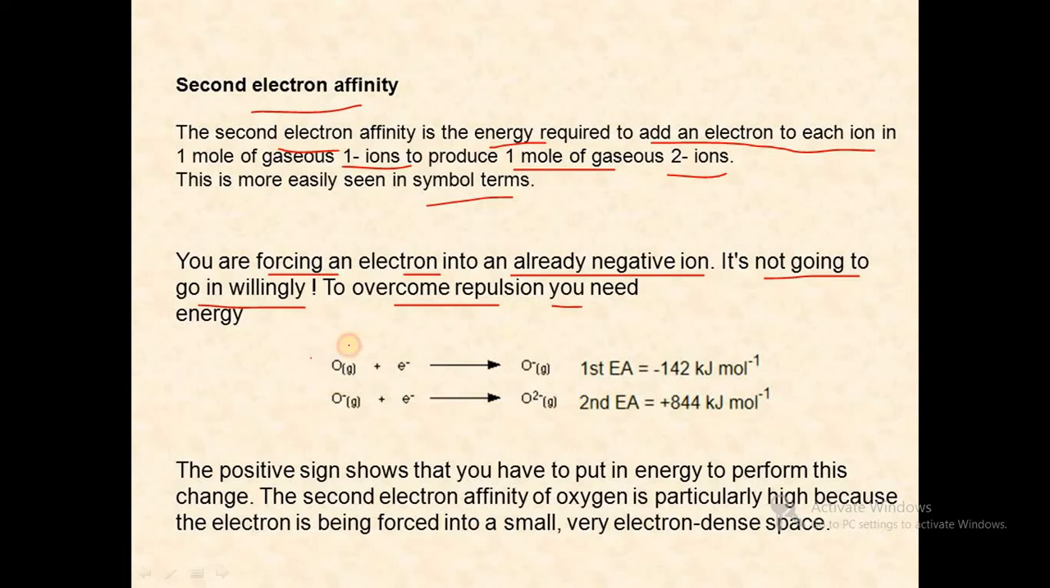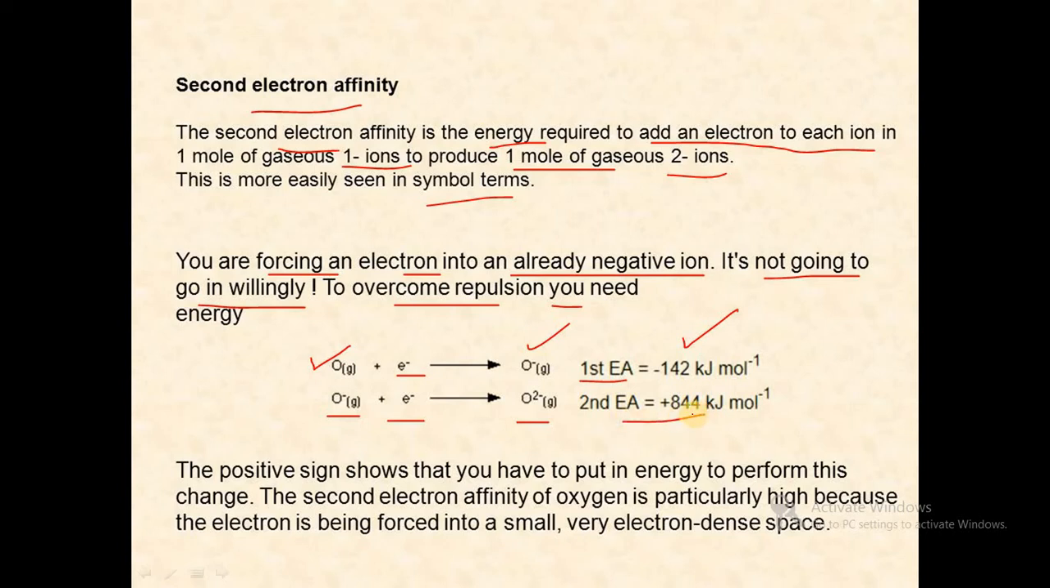So here, in the case of oxygen, when oxygen accepts one electron we get the O minus ion, and this is the first electron affinity, which is minus 142 kilojoules per mole. That is an exothermic process. But in the case of the O minus ion, when we add an extra electron, we get the O 2 minus ion, but here energy is required, and that is an endothermic process.